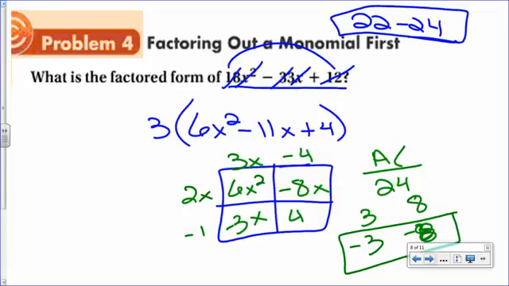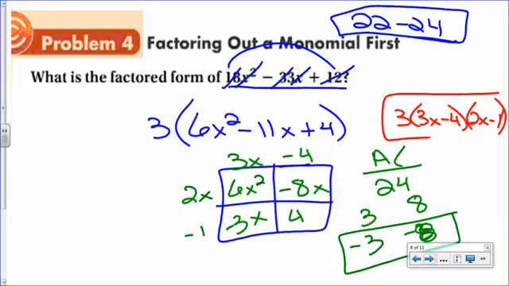I'll put it right up here, guys. Let's go. That 3 just didn't disappear. I told you to ignore it to the end, but I put it back on the outside. Then we got ourselves a 3x minus 4. And then we got 2x minus 1. Close it off. There it is right there. So that would be the final correct answer for that one, guys.